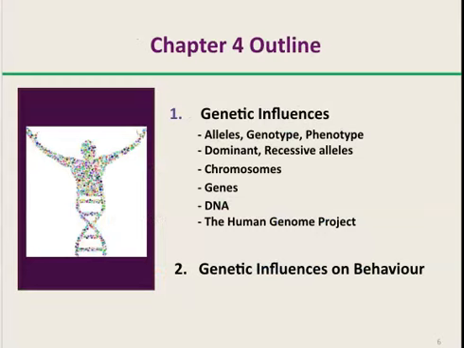So in this video we covered alleles, which determine the traits and the characteristics. We talked about genotype, which is the exact pairing of the alleles, the lettering, and there are three possibilities. And we talked about phenotype, which is the expression of the trait. We also talked about how some alleles are dominant and some are recessive. We talked about chromosomes, genes, and then the Human Genome Project. In part 2 of chapter 4, we're going to look at genetic influences on behavior.